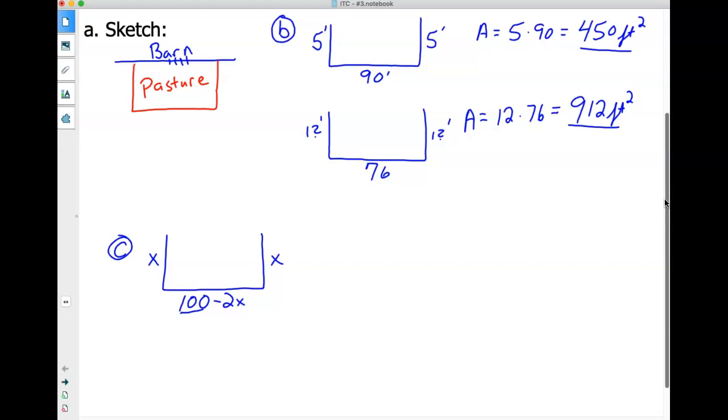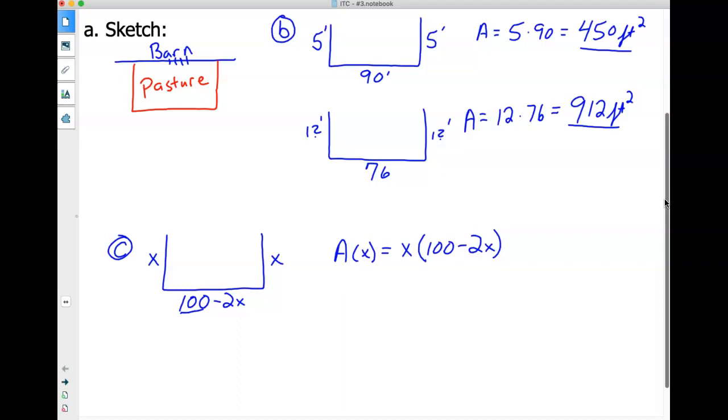So my area function in terms of x would be what? Well, length times width, or width times length. So it's going to be x times (100 minus 2x). Why do we need this in terms of one variable? The reason we need this in terms of one variable is so we can type it into our calculator, number one, and use the graph to find a maximization or a minimization of the problem.